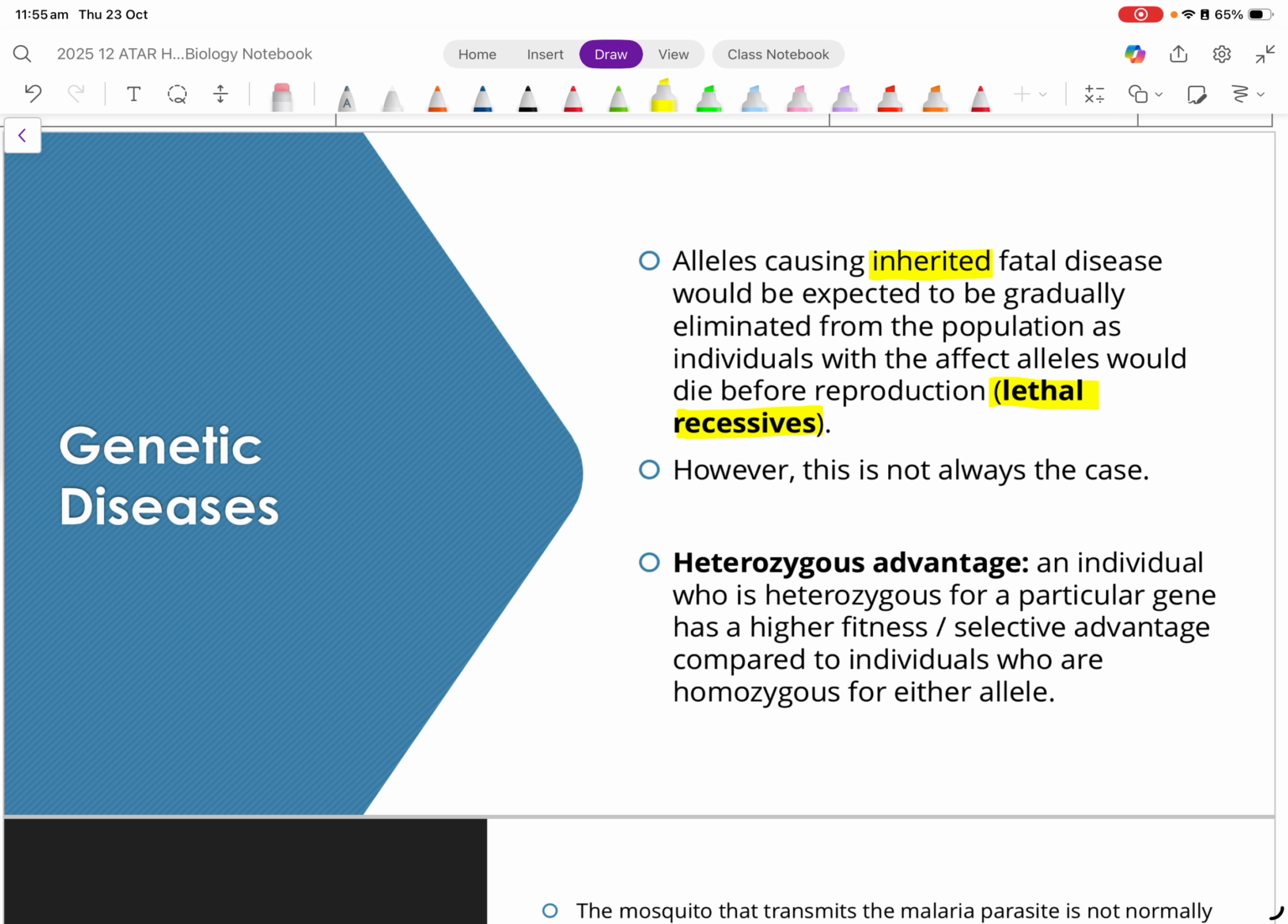This is generally going to result in an individual dying before the age of reproduction. However, this is in the instance of an individual inheriting two recessive alleles. The parents of these individuals often will be heterozygous for this particular trait, and they will carry that recessive trait. And in some rare instances, like in the case of sickle cell anemia, this can provide them with an advantage, as an individual who is heterozygous is going to end up with a higher fitness, or a selective advantage, compared to individuals, say, who are homozygous for the dominant allele.